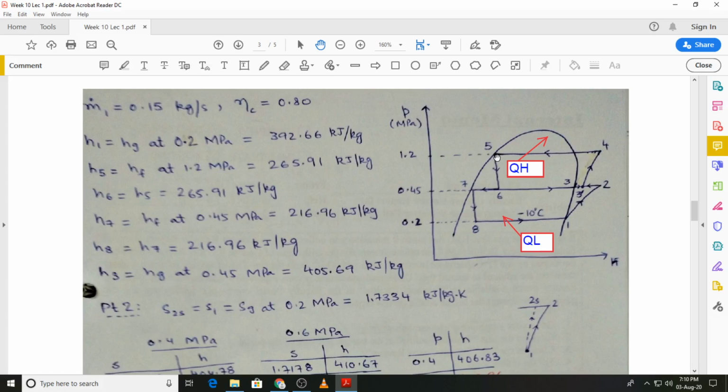Similarly, H5 will be equal to HF, and that is the enthalpy of saturated liquid at 1.2 megapascals, that is also given. H6, because this is an isenthalpic process, is the same as H5. Now H7, again it is saturated liquid but at 0.45 megapascals pressure. We find that value from the table as well. And then H8 again is the same as H7 because it's another isenthalpic process. And H3 is Hg, that is saturated vapor at 0.45 megapascals. So these values initially have been obtained straight away from the table.